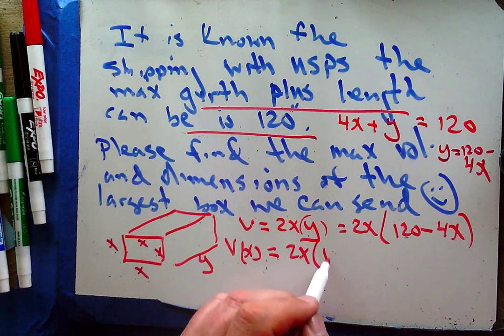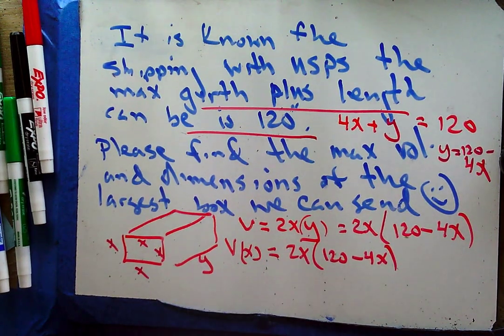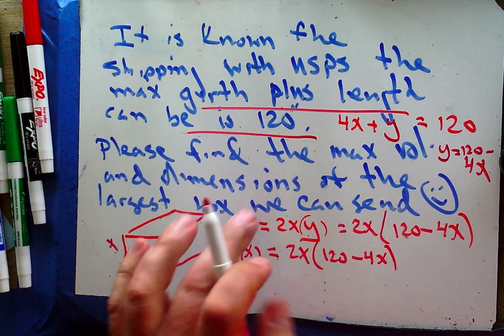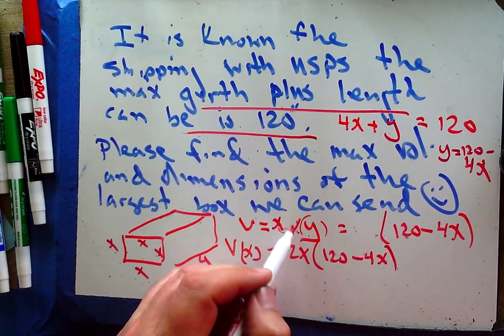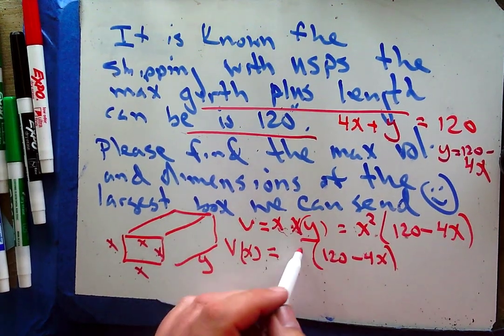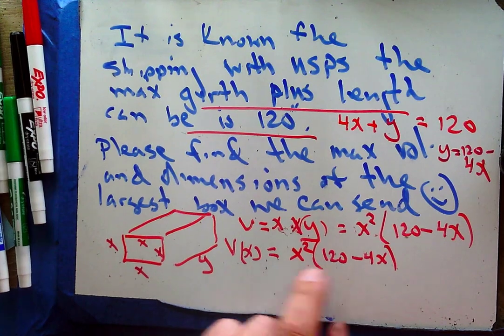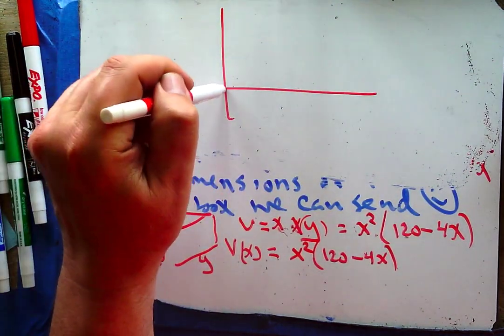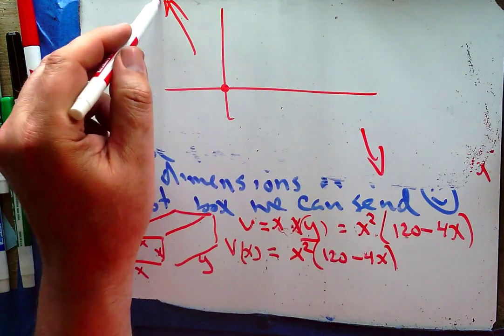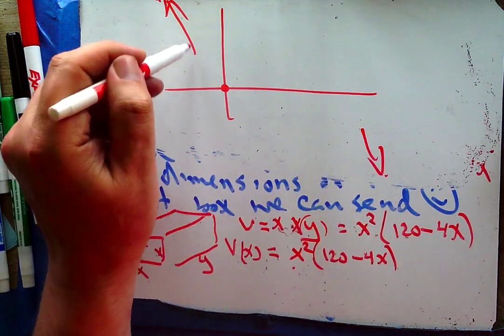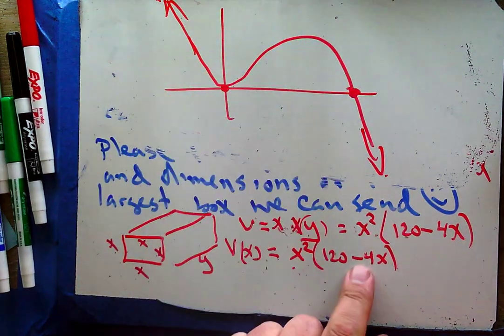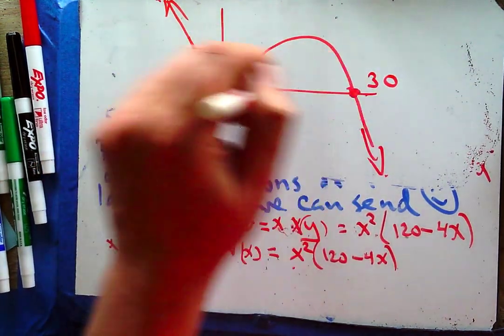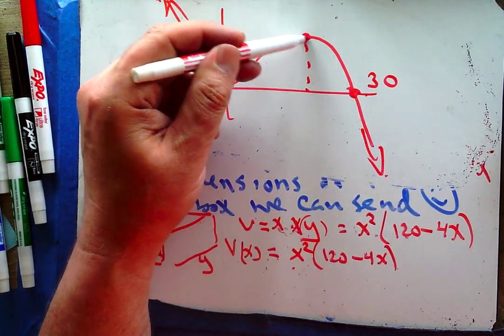We have volume equals 2x times 120 minus 4x. You're welcome to distribute if you want. But the nice thing I find about factored form, sorry, I dropped, that's x times x. So that's x squared, not 2x. Okay, so that I see my intercepts for this volume function. So my graph has a negative leading coefficient. So this end is up and this end is down. I see a bounce at 0. And this intercept is 120 divided by 4, or 30. Okay, so I know my viewing window should go from 0 to 30. And I'm looking for this maximum.